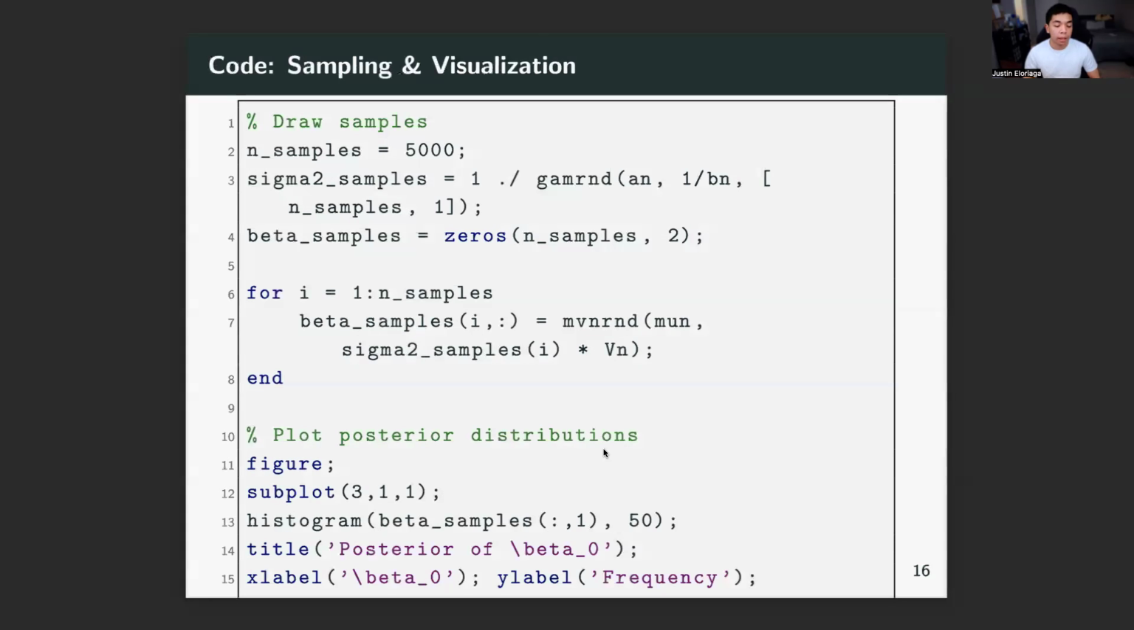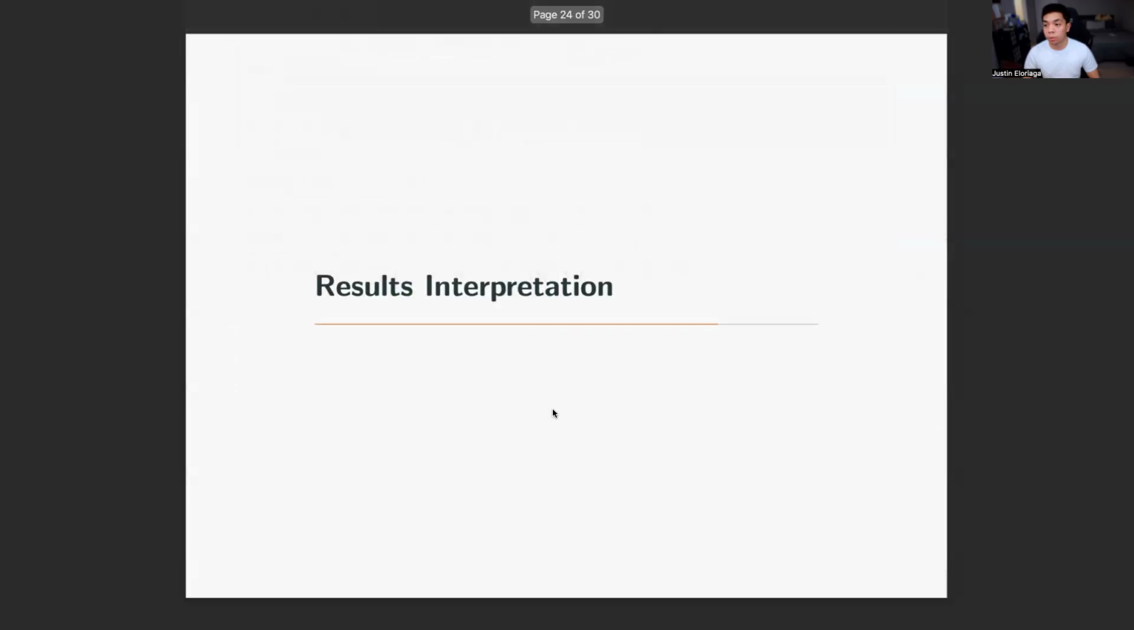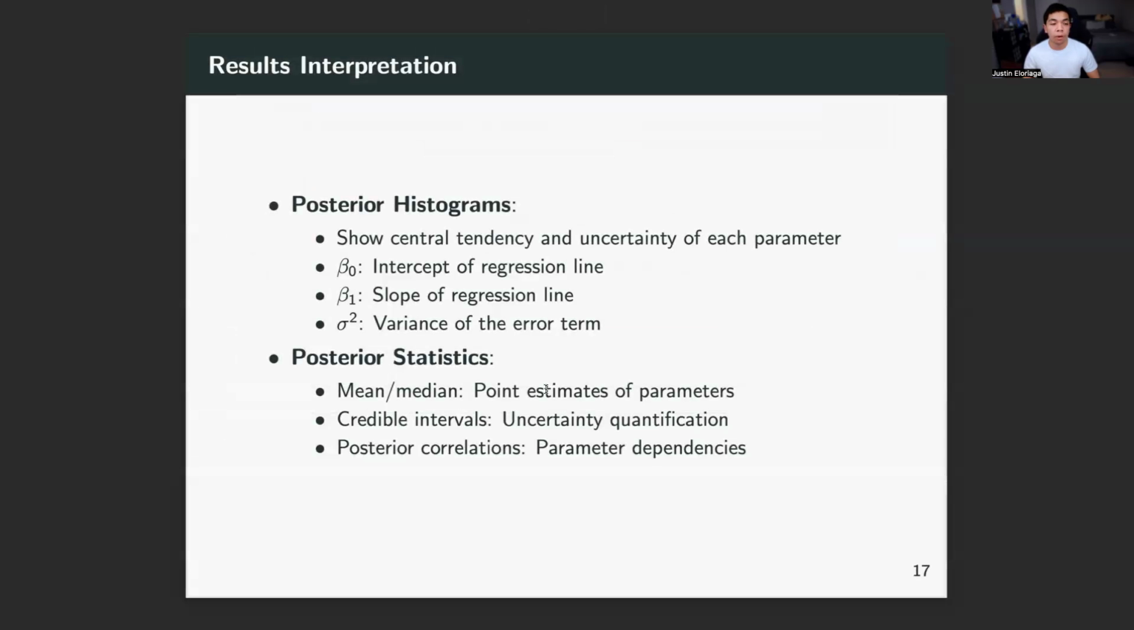Then we're basically now going to the sampling part. We're going to draw 5,000 samples. The samples for our error variance will come from this inverse gamma distribution, pinned down by these two posterior parameters. And we have our beta samples here, and we're going to sample our beta from this multivariate normal distribution, pinned down by the things we've had. And the last step is going to plot them, so we will get the following results as follows.